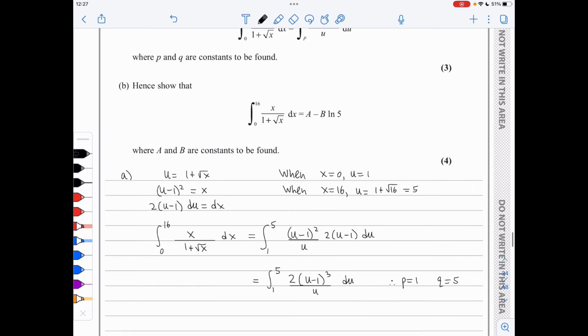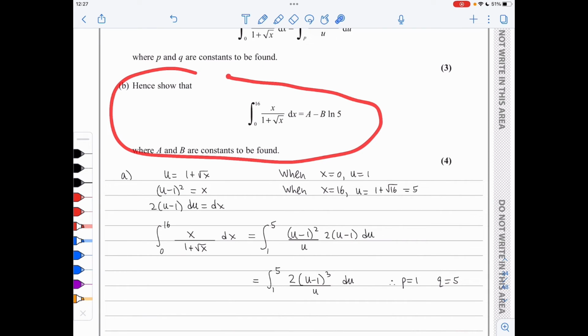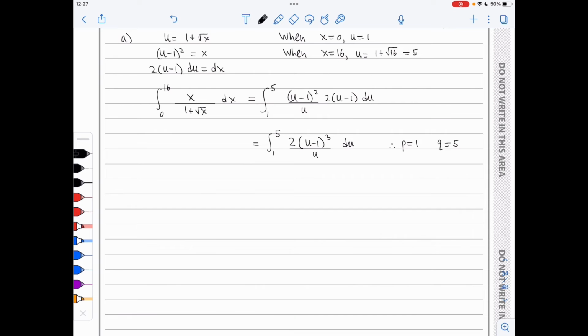It then says, hence show that the integral is a minus b ln 5, where a and b are constants to be found. I will actually start by considering what needs to be integrated, which is 2 brackets u minus 1 cubed over u. I will expand this as 2 brackets u cubed minus 3u squared plus 3u minus 1, all of it over u, which leads to 2u squared minus 6u plus 6 minus 2 over u.